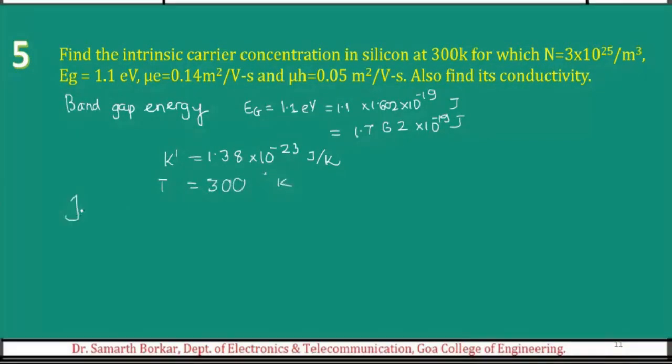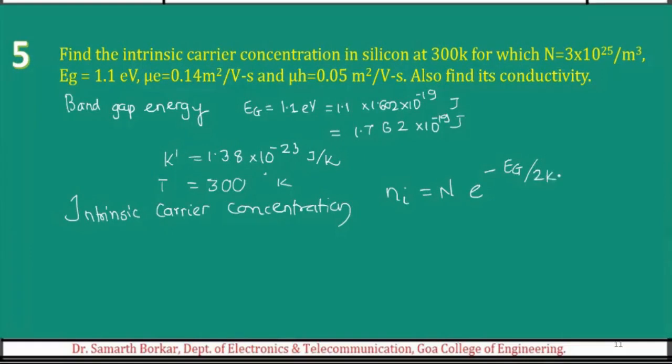So the intrinsic carrier concentration Ni is given as N. Fine. The N value is 3 into 10 to the power 25 per meter cube, e raised to Eg by 2kT. It is at the center. So if you substitute the values, the concentration is 1.715 into 10 to the power 16 per meter cube.